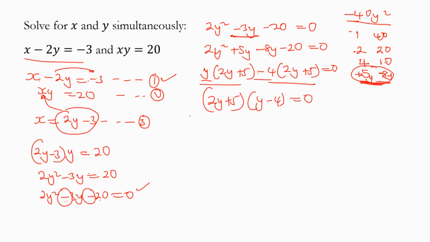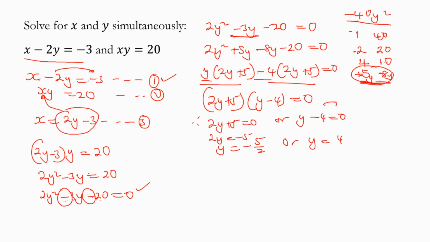And then from this, we can see that, therefore, 2y plus 5 is equal to 0, or y minus 4 is equal to 0. Right, therefore, 2y is equal to negative 5, meaning that y is equal to negative 5 divided by 2, or y is equal to 4 if you transpose that. Okay. Right, now we have the values of y.